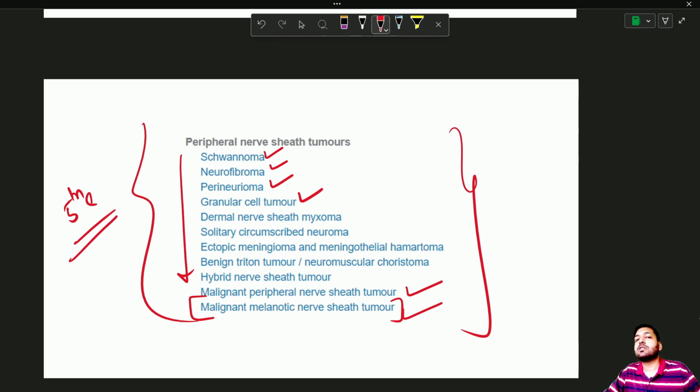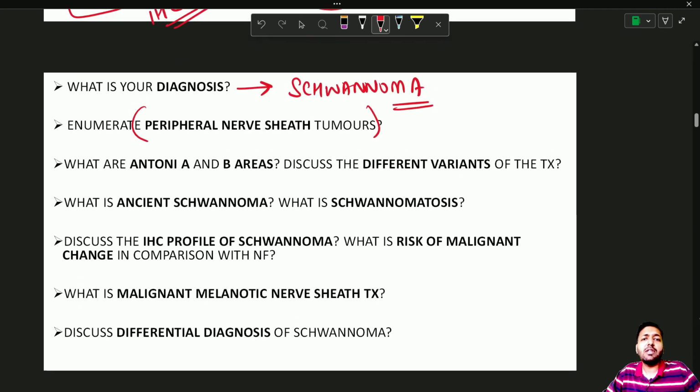At least this much you should say in the exam. Coming to the next question. What are Antoni A and B areas? So basically, I am just going to discuss and describe the basic histological features of schwannoma, okay, and I will explain what are Antoni A and what are Antoni B areas.